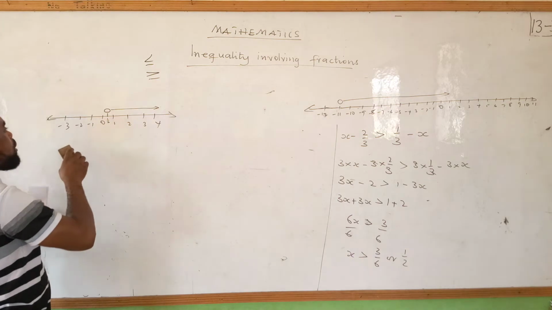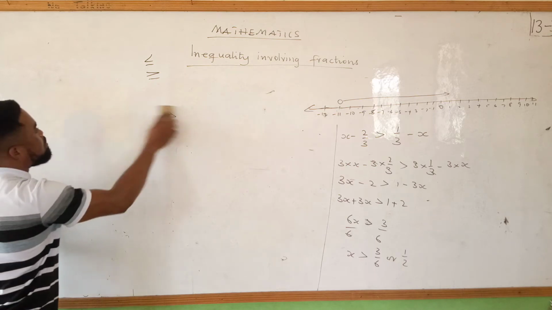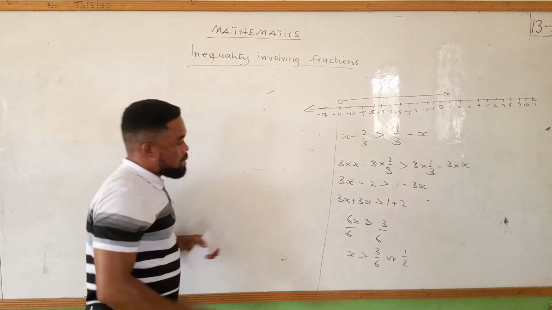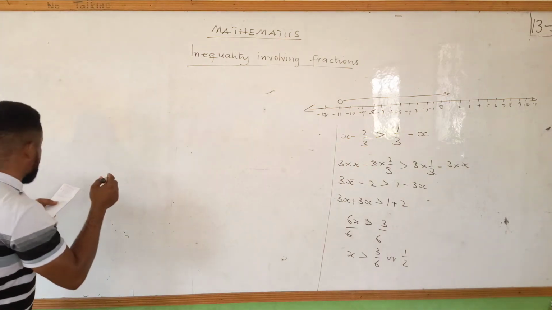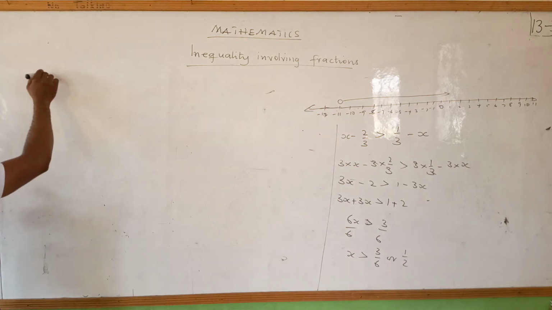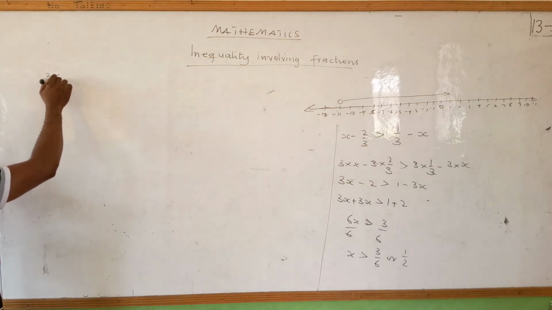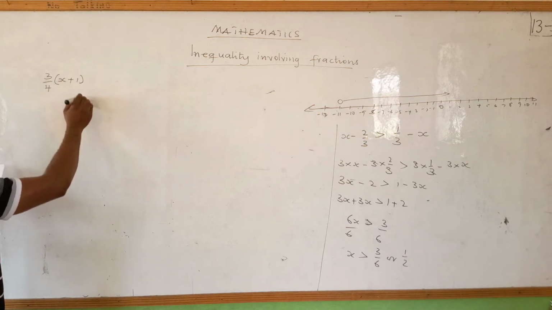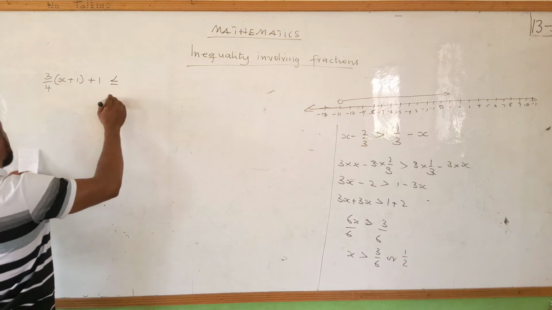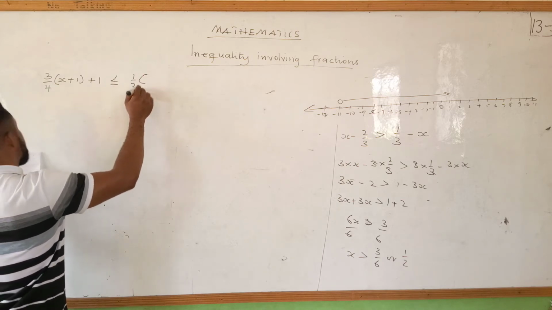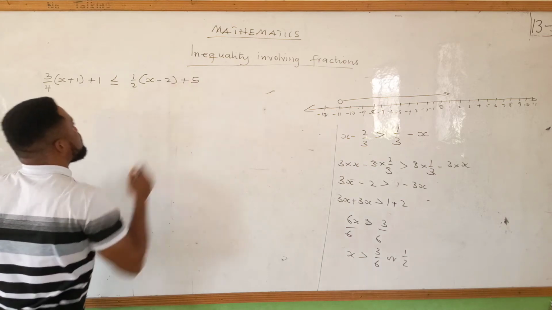Now we shall take our third example. So let me clean this part. Let's take our third example. I have 3 on 4, or 3 over 4, into bracket x plus 1, plus 1, less than or equal to half into bracket x minus 2, plus 5. Good.